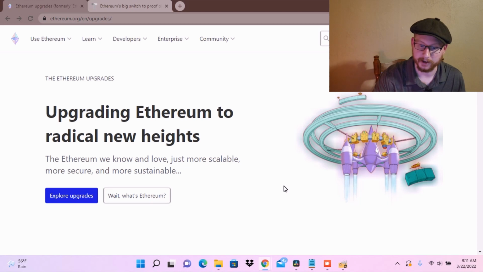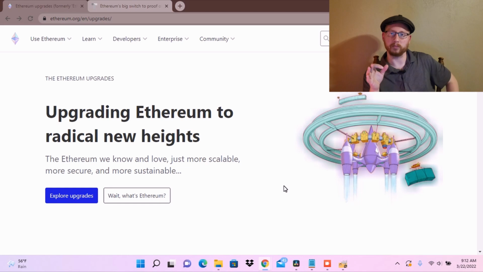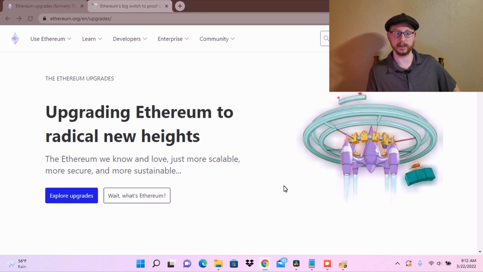So upgrading Ethereum to new radical heights is what the site says, going from proof of work to proof of stake. Before, people were chosen by random. Now there's a bunch of people called validators, and they actually check. They have to stake 32 Ethereum, and when they stake 32 Ethereum, they're put into a pool of people to be chosen. And if they get things wrong, it's going to cost a piece of their stakings. So there's skin in the game.